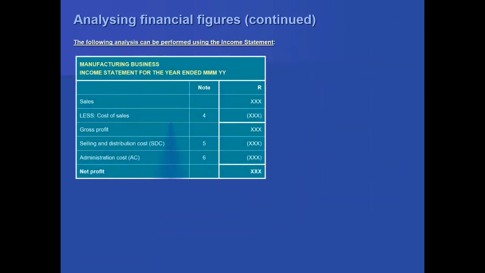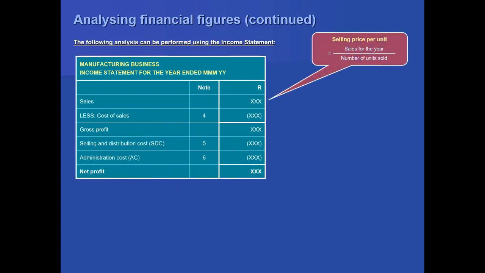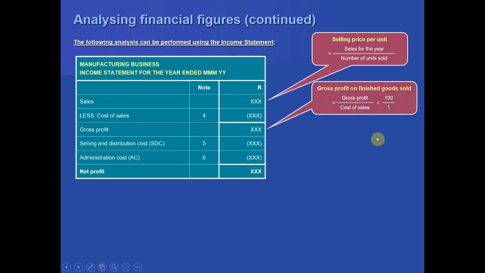So let's investigate the income statement, what we can do with that. Well, we can get the selling price per unit by taking the sales for the year and dividing by the number of units sold. We can get the gross profit on finished goods sold by taking the gross profit, dividing it by the cost of sales and multiplying by 100/1 to get the percentage.